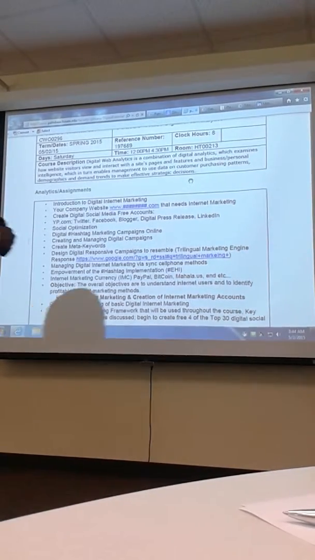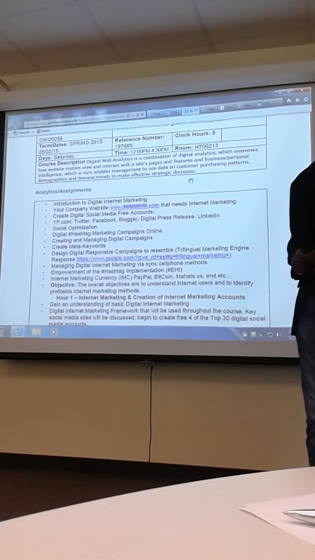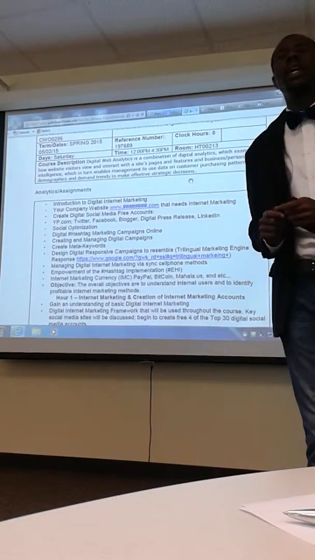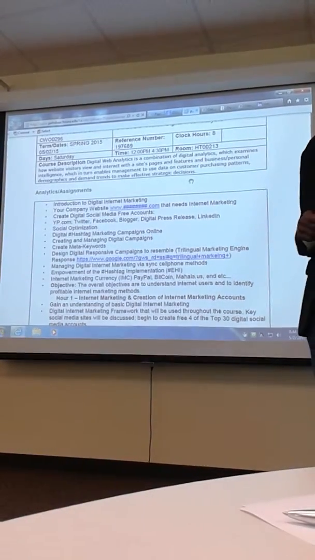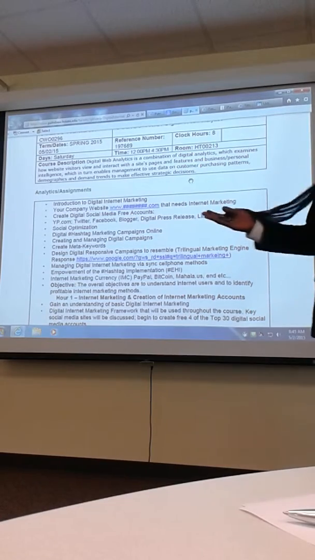So say for instance, if one of our companies is Urban Scrap Metal, you want to have Facebook.com/Urban Scrap Metal. You want to have Twitter.com/Urban Scrap Metal. You want to have LinkedIn.com/Urban Scrap Metal. You understand the branding?